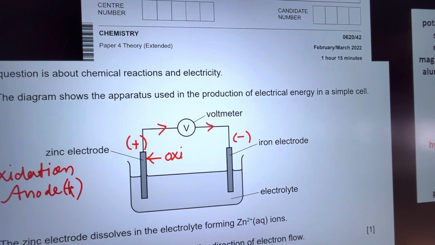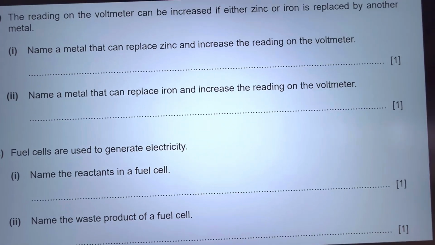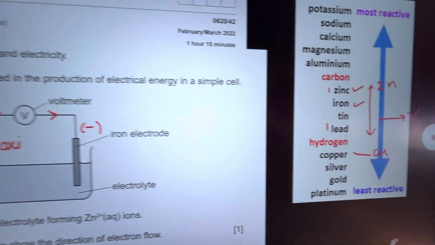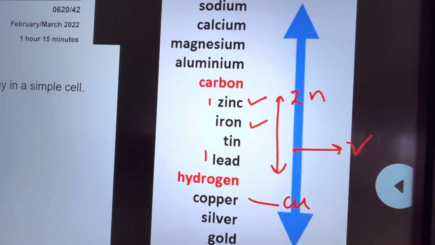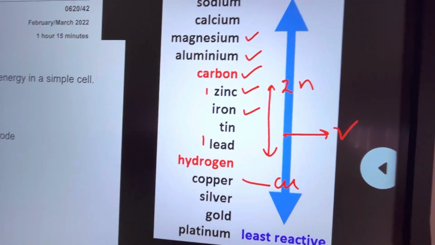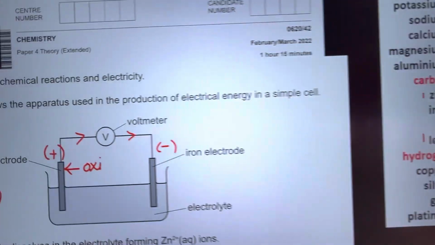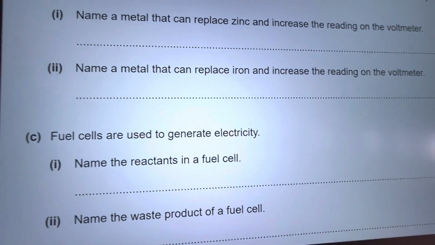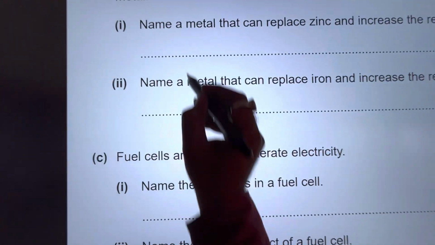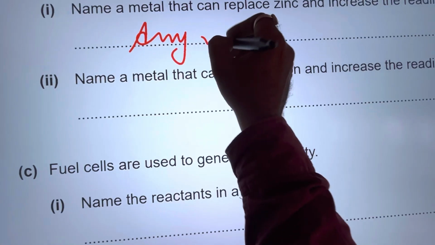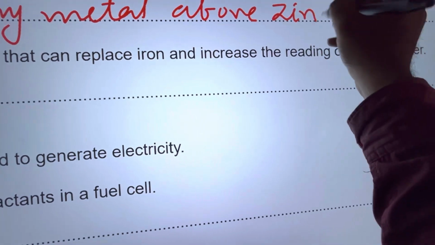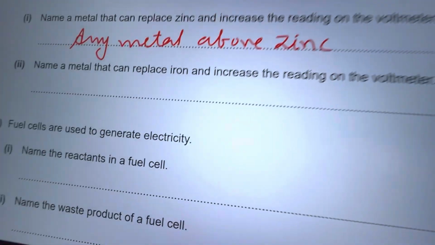So what is our question? Name the metal that can replace the zinc and increase the reading. The metal should lie above zinc, so you can use aluminium, magnesium, or carbon to get a higher reading. So you can write any metal above zinc in the reactivity series, and you'll get 1 mark.